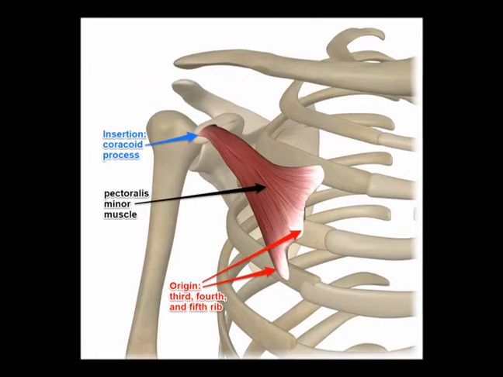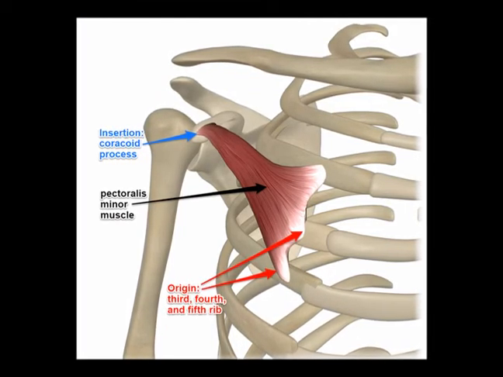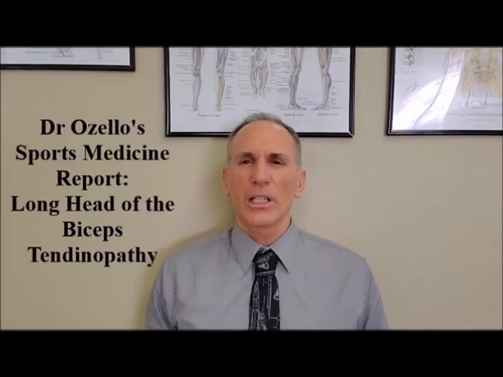Oftentimes, there is tightness in the pectoralis minor and in the pectoralis major. There can be tightness in the latissimus dorsi and the subscapularis, which also contribute to this condition. So you want to make sure that you stretch the pectoralis muscles, that you stretch the latissimus dorsi, and you stretch the subscapularis muscle. The combination of stretching these muscles and strengthening the scapular retractor muscles, the posterior rotator cuff muscles, and the rear deltoids will help to prevent this injury and will help you to rehabilitate from this injury.